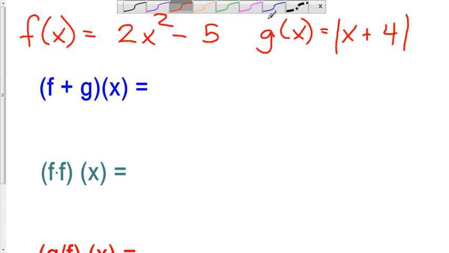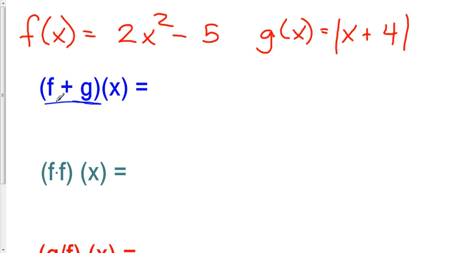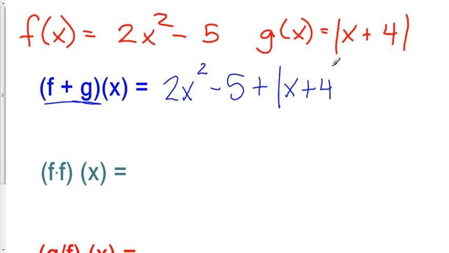Other times when you're evaluating functions, they will want you to evaluate at a specific variable. And so here we're taking f plus g of x. Since the variable is x, it's not going to change anything, but now we have to find out what we do when we add the two equations together. So we would have 2x squared minus 5 plus the absolute value of x plus 4.